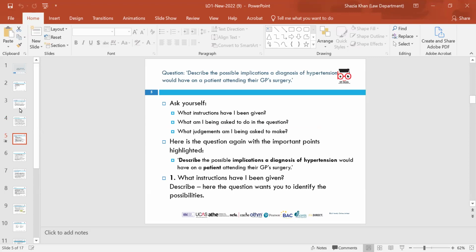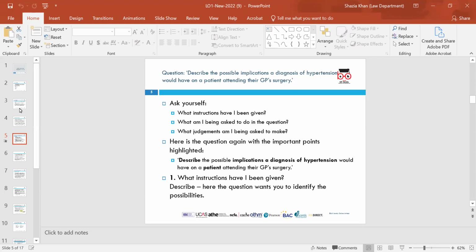And we also looked at a question example. Now, this is an example for you to look at, so it gives you an idea. So the question we looked at was to describe the possible implications a diagnosis of hypertension would have on a patient attending their GP surgery. Now, we looked at the question and we broke the question up. What is the question asking us? And highlighted the important points.